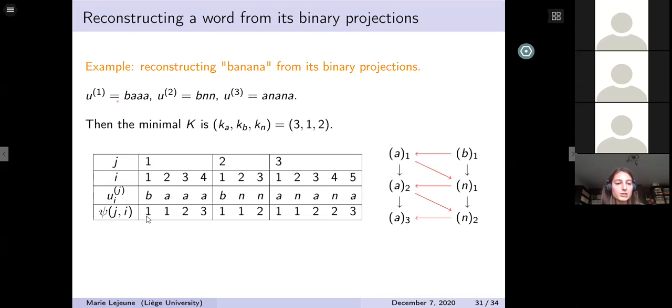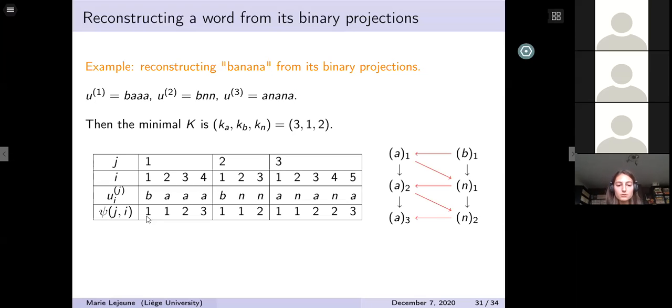We had all the projections: B, A, B, and N, A, and A. What I told you with the minimal K is that if you look at A, here you have 3 A's. Here you don't have any A, and here you have 3 A's. So the minimal K_A is 3, and it's reached for every word containing A. You have 1 B and 1 B, and you have 2 N's and 2 N's. So this minimal K is really minimal in some sense. And then the K marking is unique.